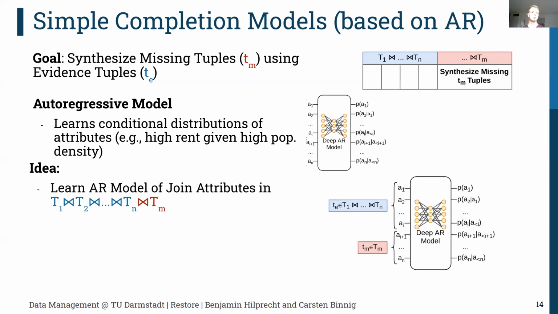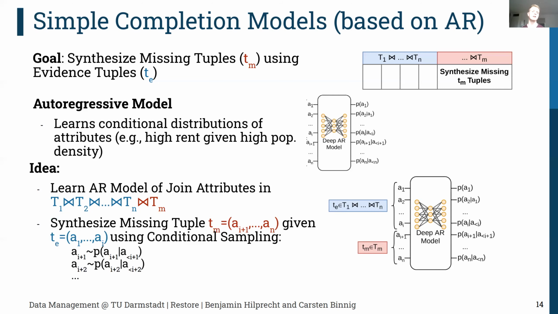And the idea is to learn such an autoregressive model of join attributes over the join of both the complete tables and the single incomplete table. So on the right, you can see this. We have the evidence tuple from the join of complete tables and the missing tuple. And of course, we can simply join the apartments tuples we have with the neighborhoods tuples and learn such a completion model. And then on the right, we output those conditional probabilities.